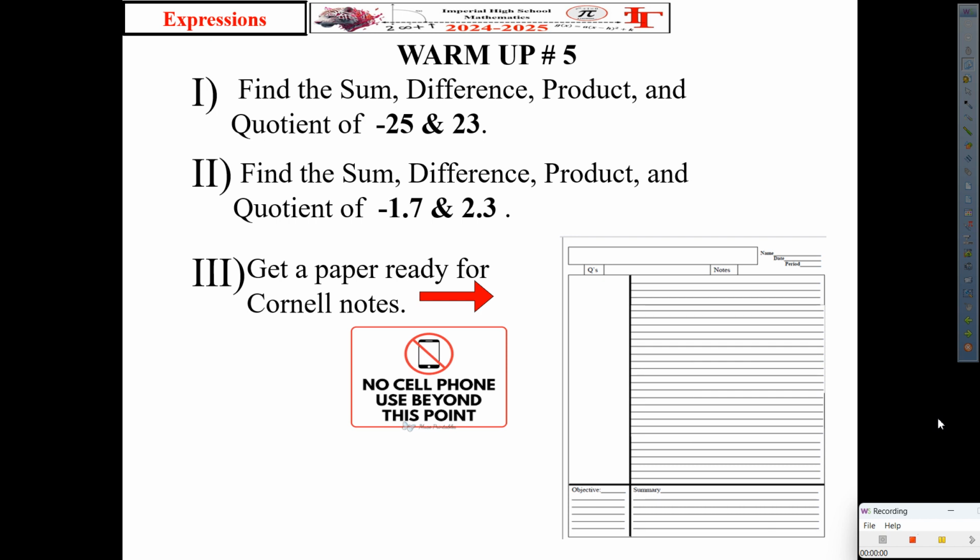Well, good morning, everyone. Welcome back to another exciting day in mathematics. Warm-up number 5 is on the screen. Let's get started, please.